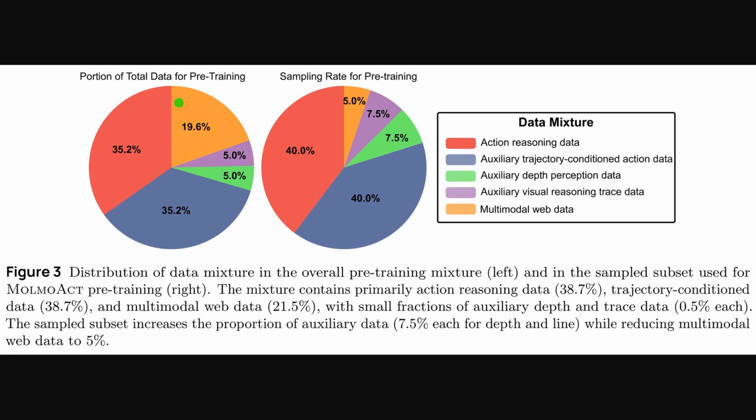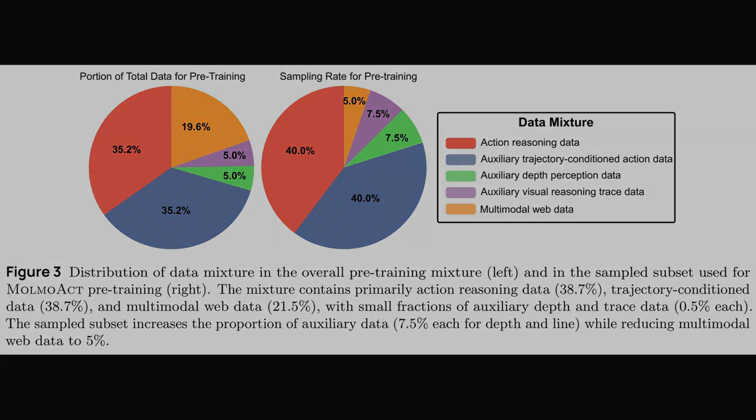Okay, this figure compares the overall pre-training mixture to the actually sampled subset. The left pie shows the raw pool, roughly equal shares of action reasoning and trajectory condition data, a sizable multimodal web slice, and tiny depth and line traces. The right pie shows the sampling rates used during training, where depth and line are boosted to 7.5% each, multimodal web is trimmed to 5%, and action reasoning and trajectory condition data each rise to 40%. The legend clarifies the colors.